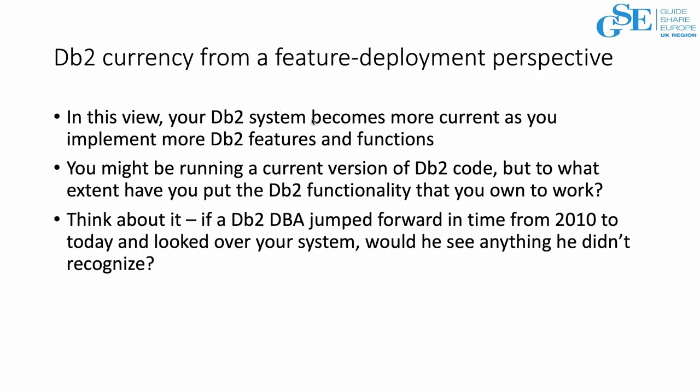The second way to look at this is how current you are as far as the features and functions you've started to deploy. As you implement more and more of these new features of Db2, you're becoming more current. Another way to look at this is, if you took a DBA from 2010 and jumped forward in time to today and had them look at your system, would they see anything they didn't recognize? If they didn't see anything they didn't recognize, then you're pretty much guaranteed, as far as feature function level, you're not current.